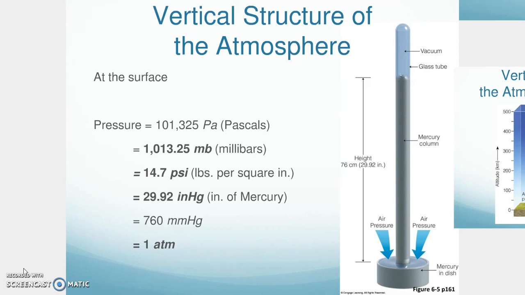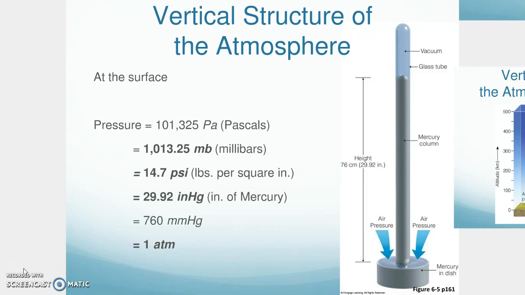The atmosphere is made of compounds and chemicals and other elements that have mass, and so they also have weight at the surface. And because there's weight to the atmosphere, we're going to feel a certain amount of pressure due to the weight pushing down on us. What is that pressure?